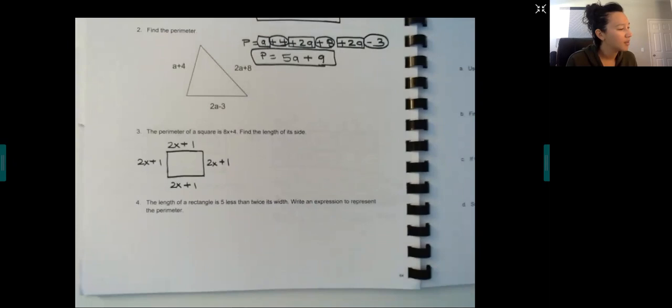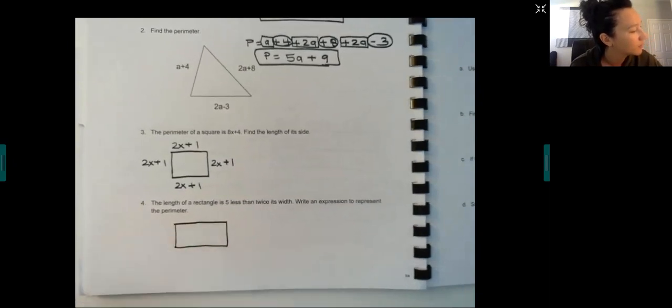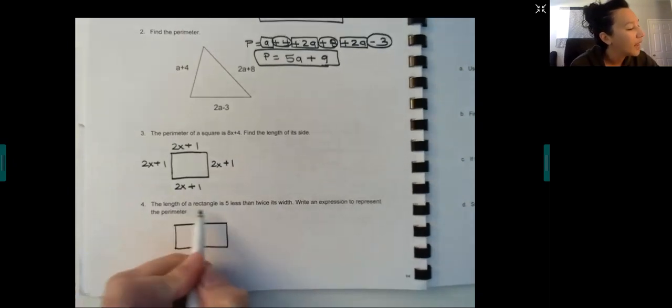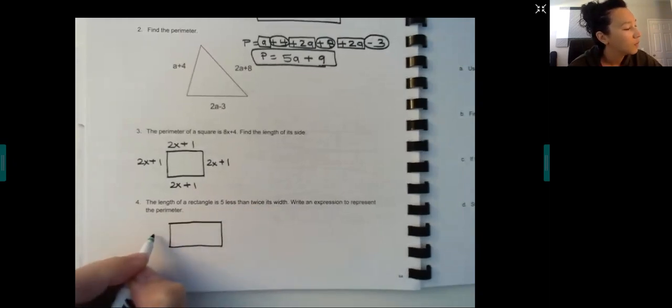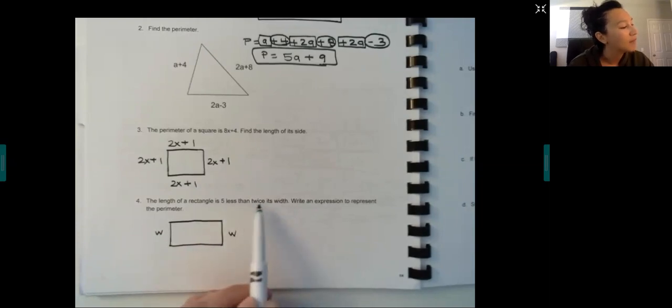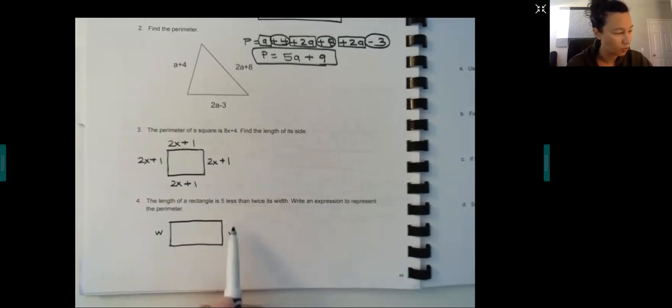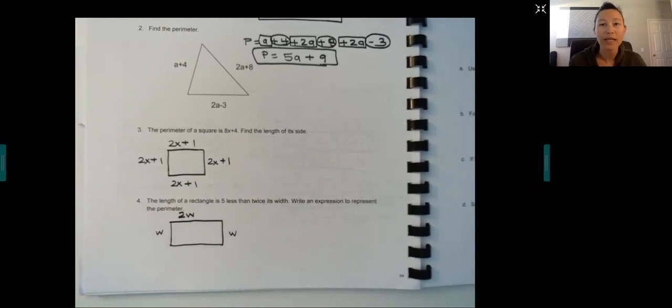Okay, number 4. The length of a rectangle is 5 less than twice its width. Write an expression to represent the perimeter. So it always helps to draw a picture. The length of a rectangle is 5 less than twice its width. So we can just use W for the width. So here's our width. Now we need to write our length in terms of that. So it's 5 less than twice its width. So twice its width, we have to multiply 2 times W to make it twice the width.